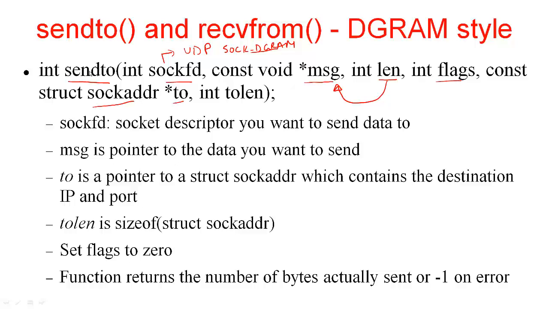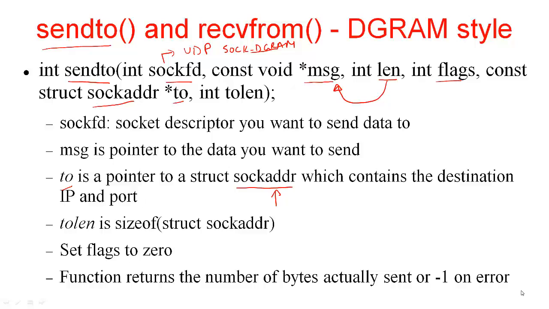When you're using this sendto function, you have to clearly specify who the endpoint of this particular packet is, since we are using UDP protocol. So for this, all that information has to be populated in this particular structure called to and given in here. And tolen is the size of this particular structure. So once you call sendto, it returns the number of bytes actually sent or -1 on error.